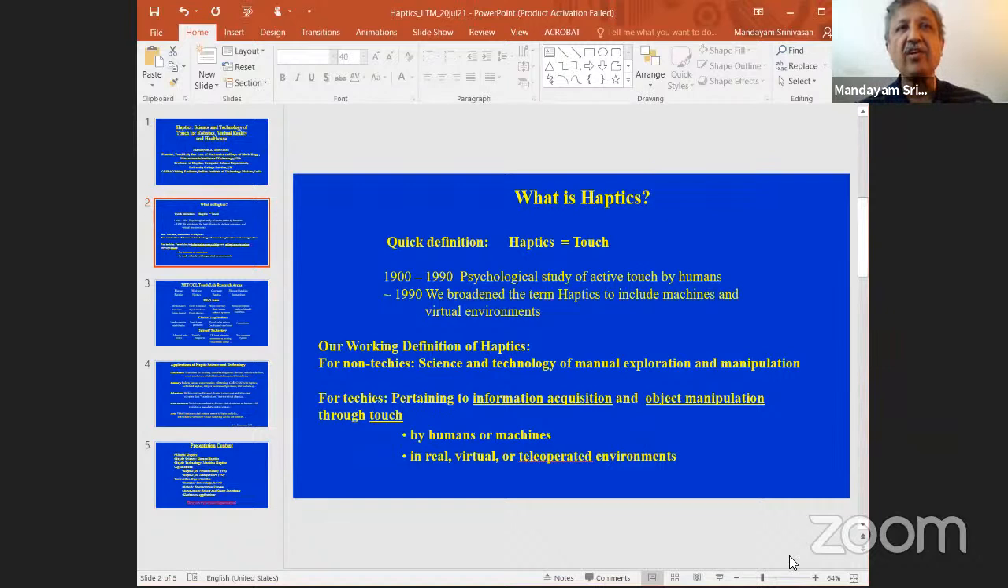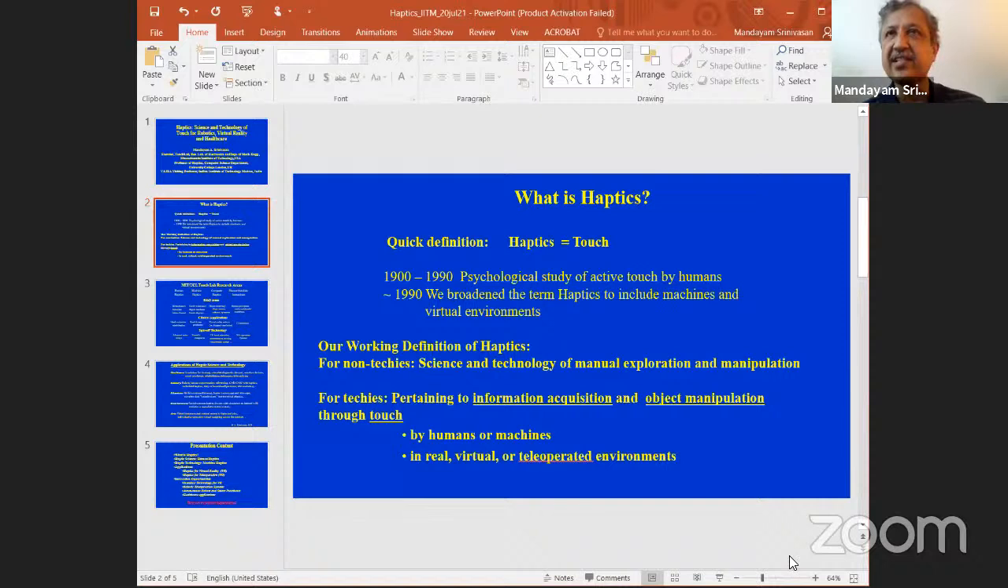Our working definition of haptics, which we have used for over two to three decades and which is well accepted by the community, is, for non-techies, the science and technology of manual exploration and manipulation. Of course, this is in conjunction with vision, with other auditory modalities, or even perhaps taste and smell. The science part is mainly understanding the human side of things, and the technology is developing machines of various sophistication to do this.